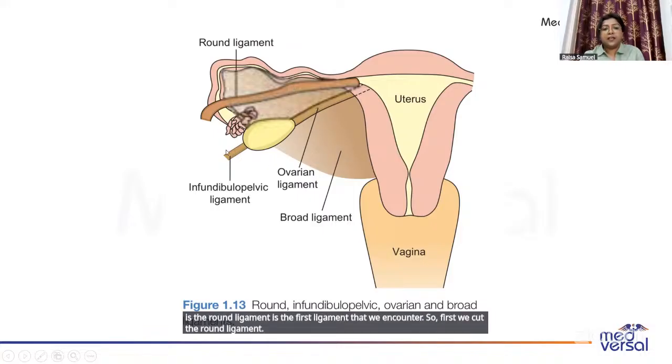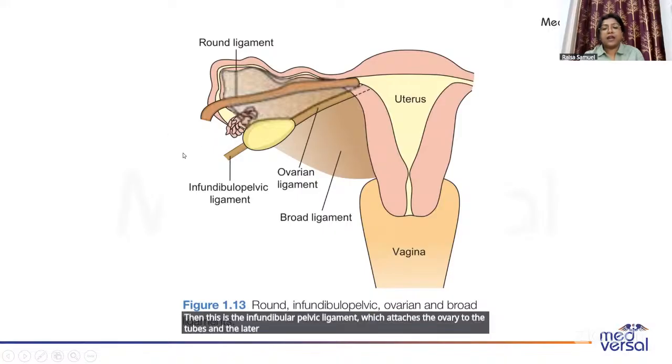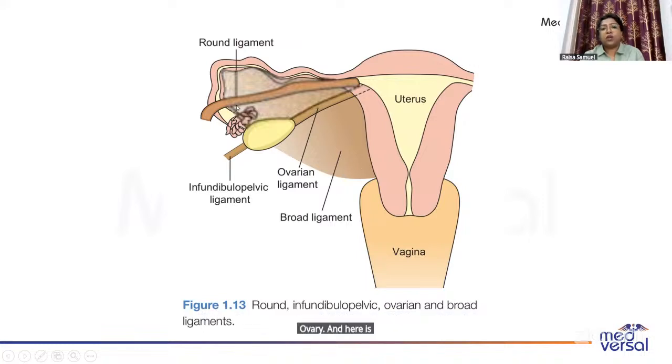Then this is the infundibulopelvic ligament, which attaches the ovary and the tubes to the lateral pelvic wall. And this is the ovarian ligament, where the uterus is attached to the ovary. And here is the broad ligament. This whole area is the broad ligament.